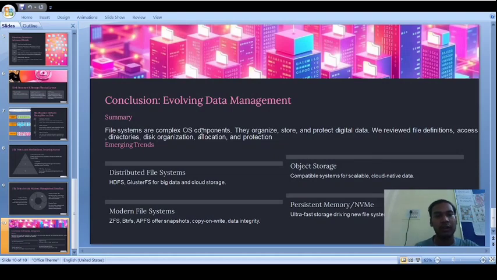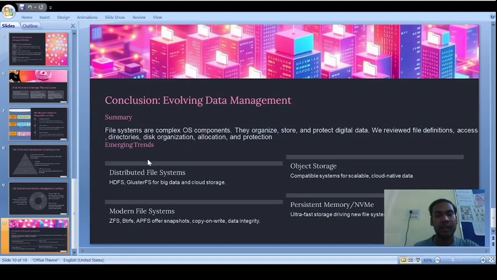Conclusion. In conclusion, the file system is a very complex OS component, where the user can organize, store, and protect the data, view the files, access and allocate and protect the files.